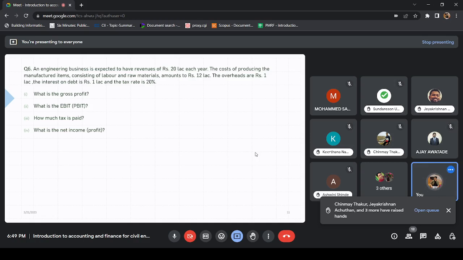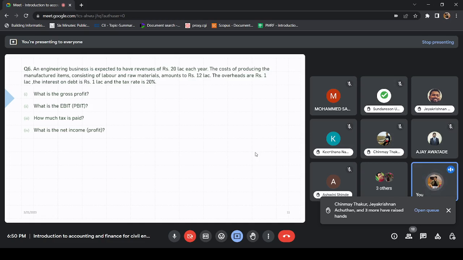An engineering business is expected to have revenues of rupees 20 lakh each year. The cost of producing the manufactured items, consisting of labor and raw materials, amounts to rupees 12 lakh. The overheads are rupees 1 lakh. The interest on debt is rupees 1 lakh and the tax rate is 20%. For a service provider, you know the GST rate is now 18%, but I've taken 20% for quick calculations. Now you have to answer the following: what is the gross profit, what is EBIT, how much is the tax paid, and what is the net income?